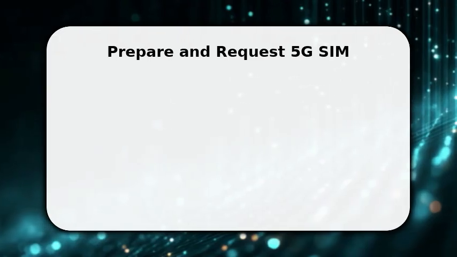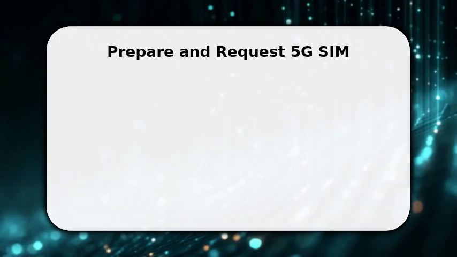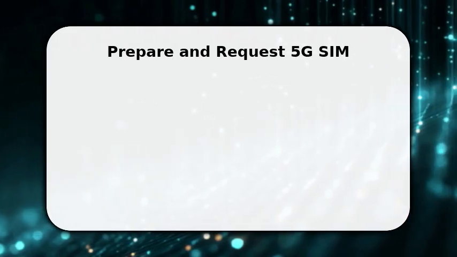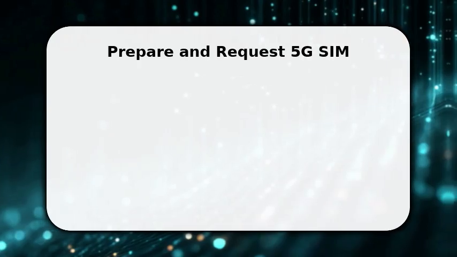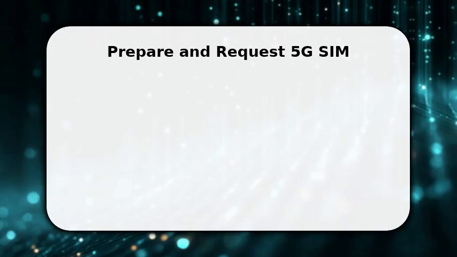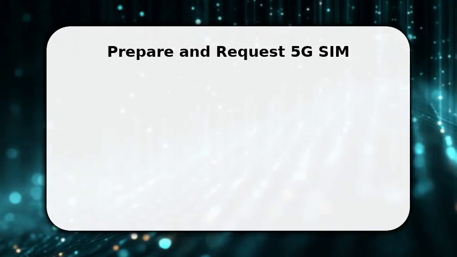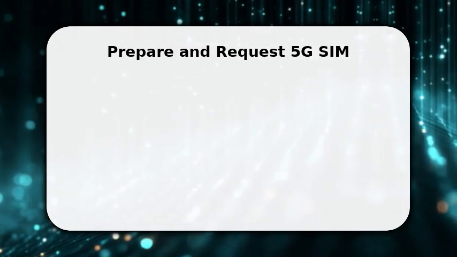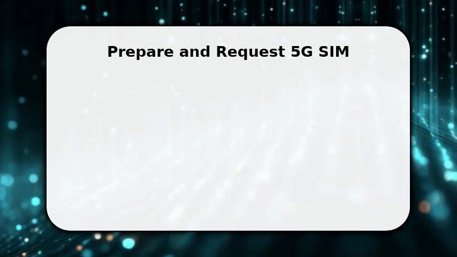You start by confirming your handset supports the correct 5G bands and VoNR if required. Once done, open MyJio or visit a Jio store and request a 5G SIM or eSIM activation. Make sure your account has an active prepaid or postpaid plan eligible for 5G.